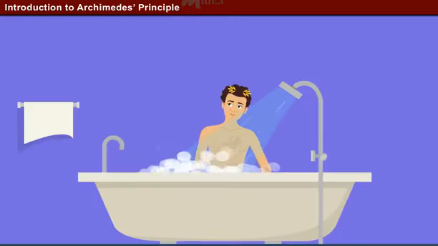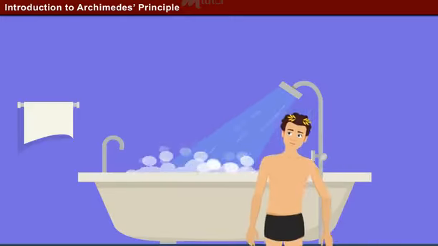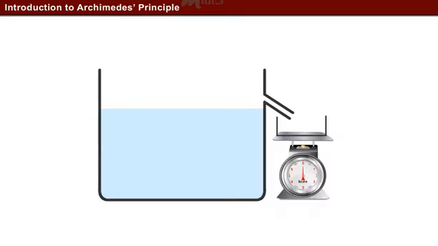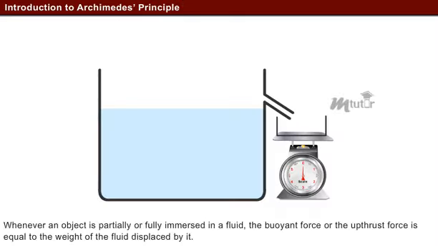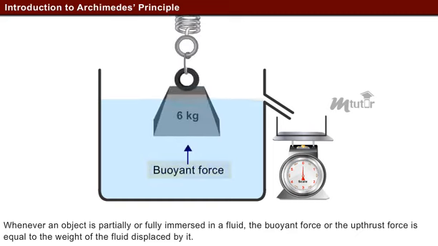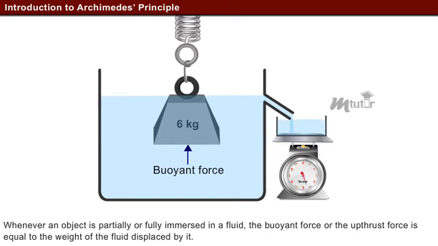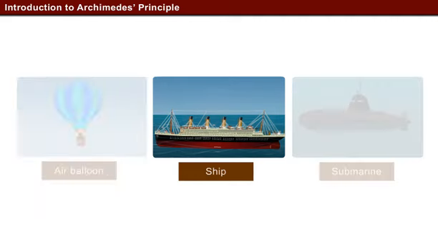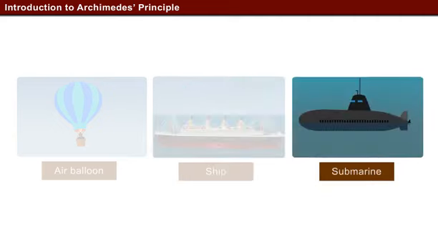It was answered by a Greek scientist called Archimedes. He discovered it when the water in his bathtub overflowed when he stepped in it. With this knowledge, he stated that, whenever an object is partially or fully immersed in a fluid, the buoyant force, or the upthrust force, is equal to the weight of the fluid displaced by it. This is named Archimedes' principle. This principle is applied in the design of air balloons, ships, submarines, etc.